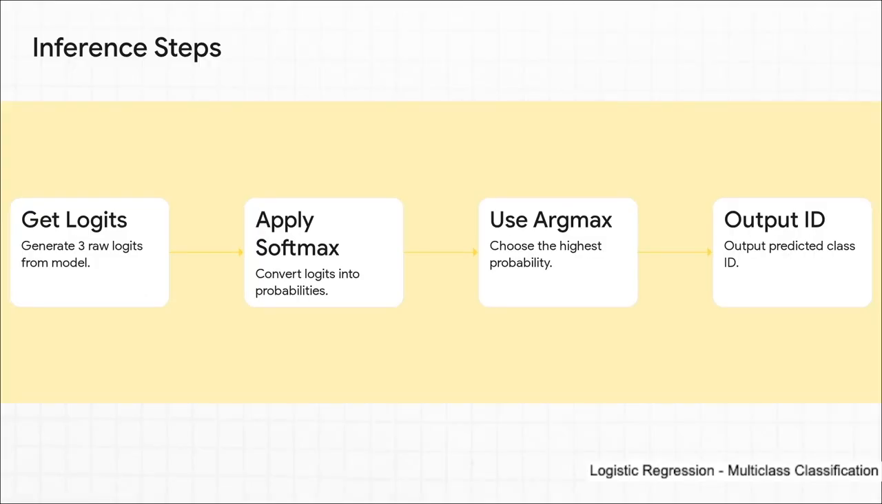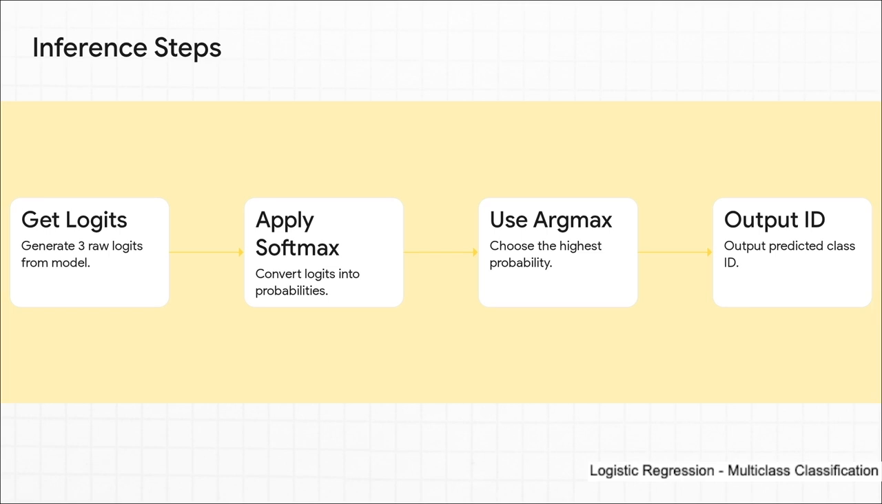Now, what if we want to predict a single new flower species that we just found out in the wild? We use a specific 4-step inference process in our code. First, we pass the new scaled measurements through the model to get our 3 raw logits. Second, because we're no longer calculating loss and PyTorch isn't doing it for us, we manually apply torch.softmax across the outputs to convert those raw scores into readable probabilities.